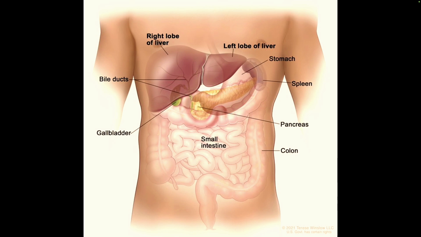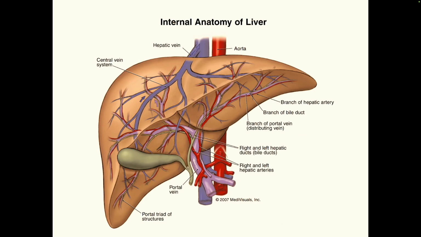Okay, so it's kind of up in the right upper abdomen. This is just a good anatomy picture of what the liver looks like. In the area that we're most concerned with, this is the hepatic artery. This is called the celiac artery. This is the common hepatic artery. This is the proper hepatic artery.